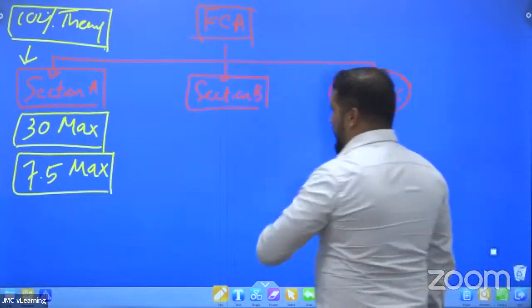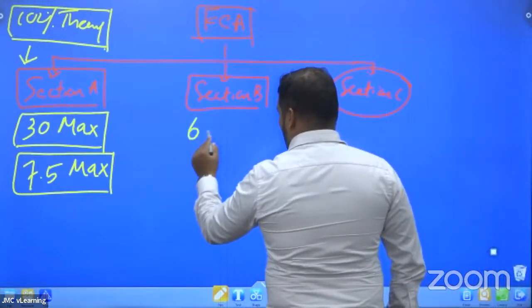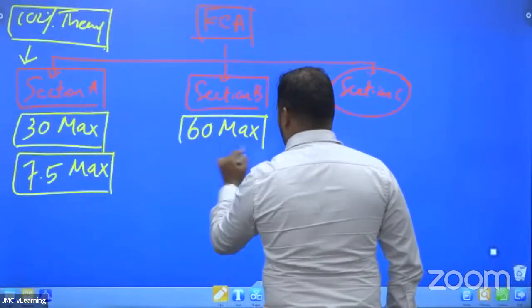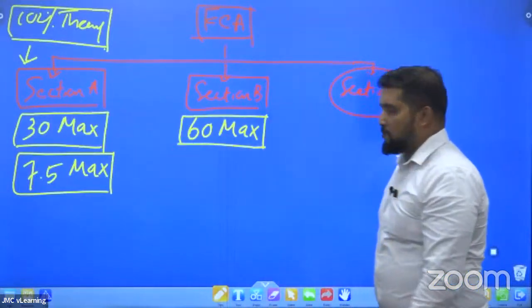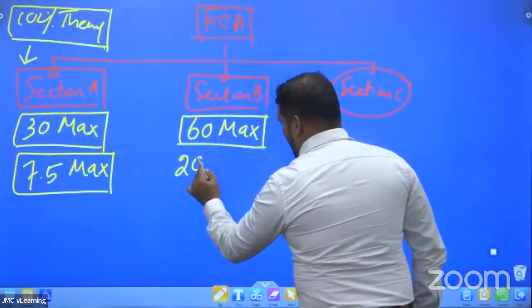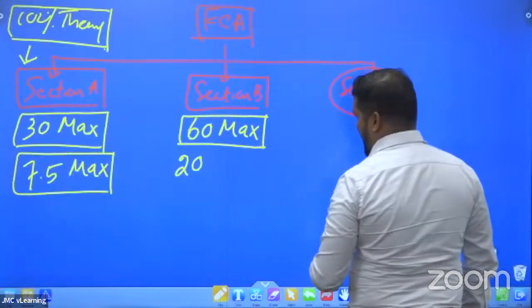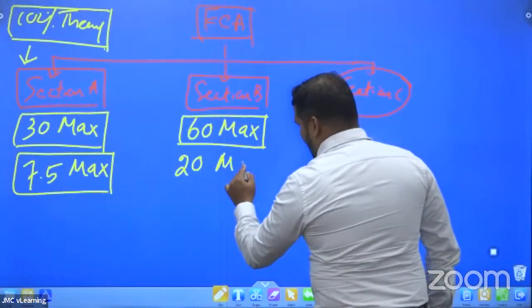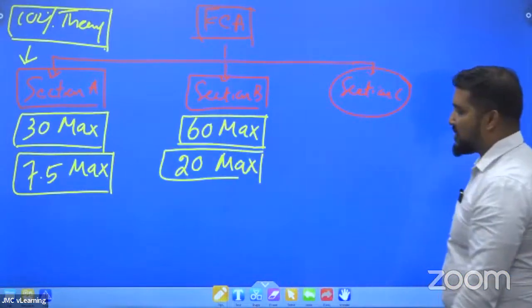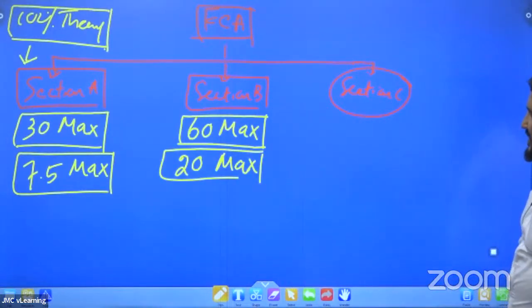Then when it comes to section B, the maximum allocation would be 60 marks. Basically the maximum would be 60 minutes. So 20 minutes max for a question because you will have 3 questions. No? 20 into 3 is basically 60 minutes.